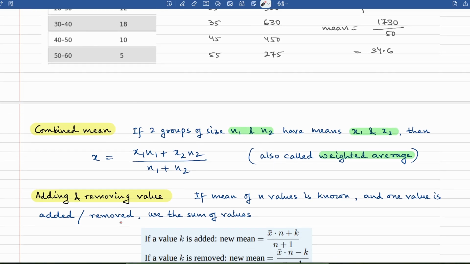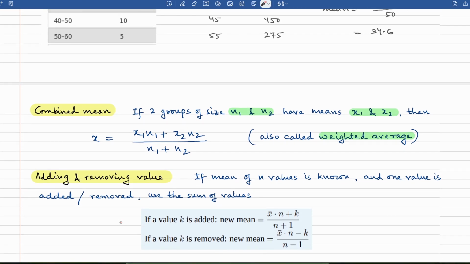Alright, the next section is what happens when we add or remove values from a given mean. Now you could do this algebraically, write out the formula, get the sum, take the unknown variable to be x, but there are direct formula as well. So this will make your life easier. So if a mean of n values is known and one value is added or removed, use the sum of values to figure out what happens.